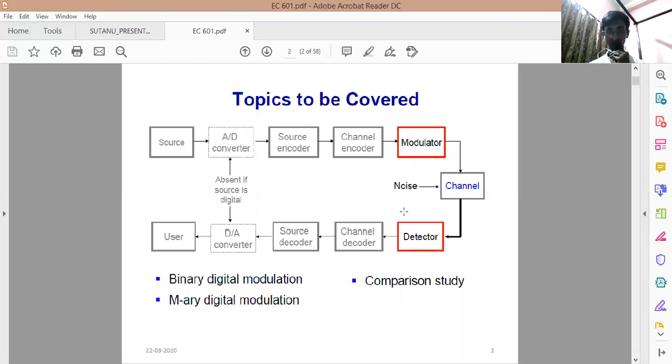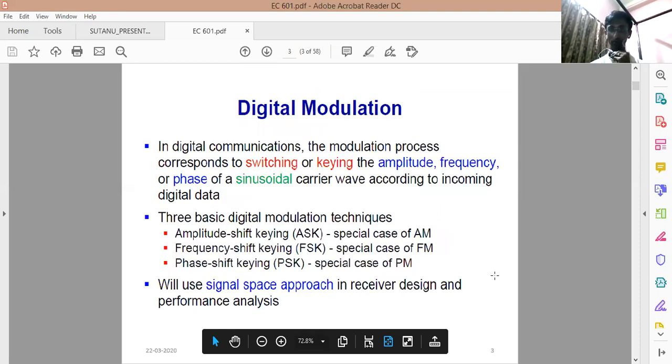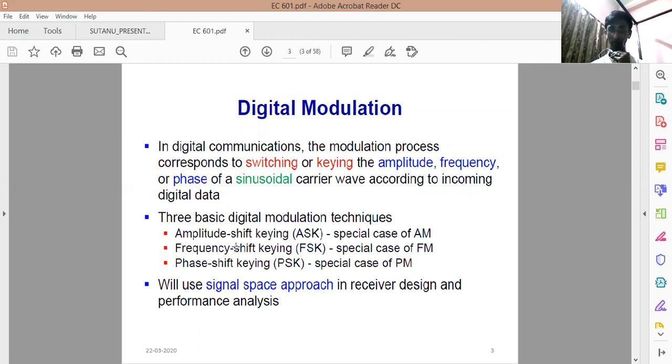Already I have discussed the various detectors in our communication system related to carrier modulation, the binary digital modulation and M-ary digital modulation, and their comparison study. This is the first issue. Next to that, digital modulation, which I have already discussed: ASK is related to AM, FSK is a special case of FM, PSK is a special case of PM.